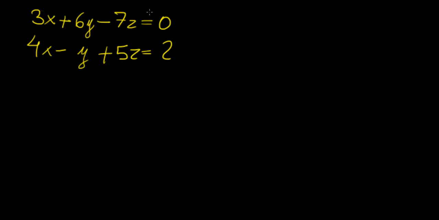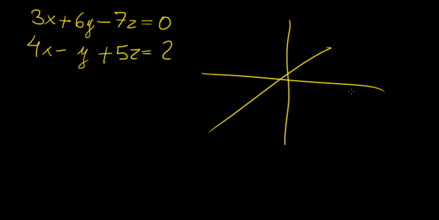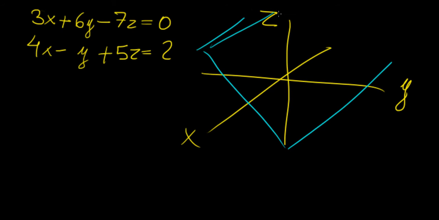Now, what do these equations represent? We have three variables. They're all linear equations. These represent equations of planes in 3 dimensions. So if I were to draw a set of axes here, x, y, and z, then what's going to happen is we're going to have 2 planes. We might have a plane that is going in like this.